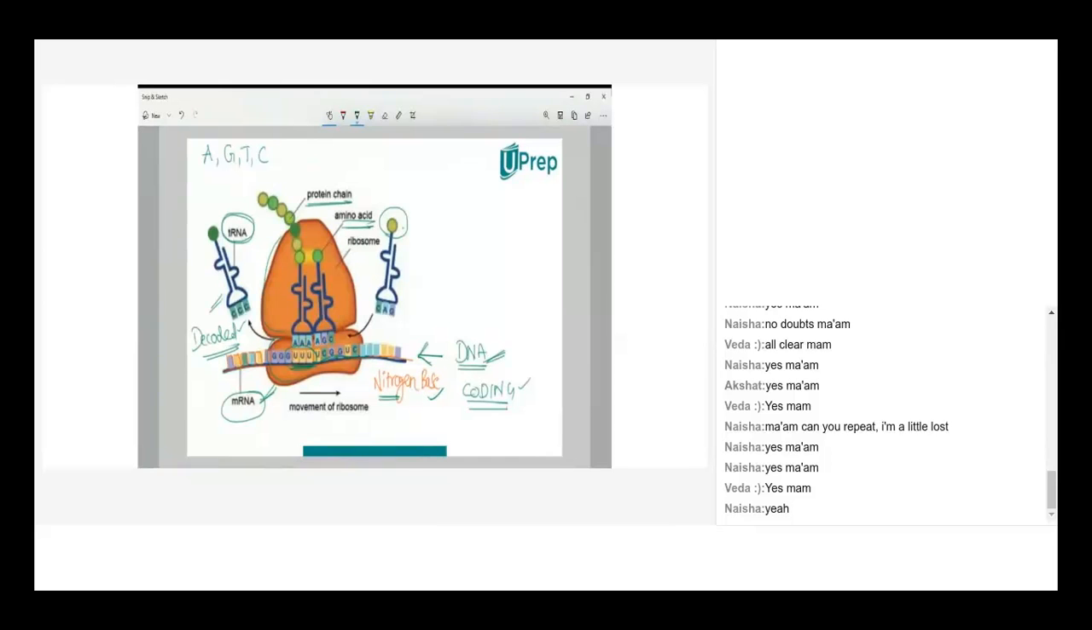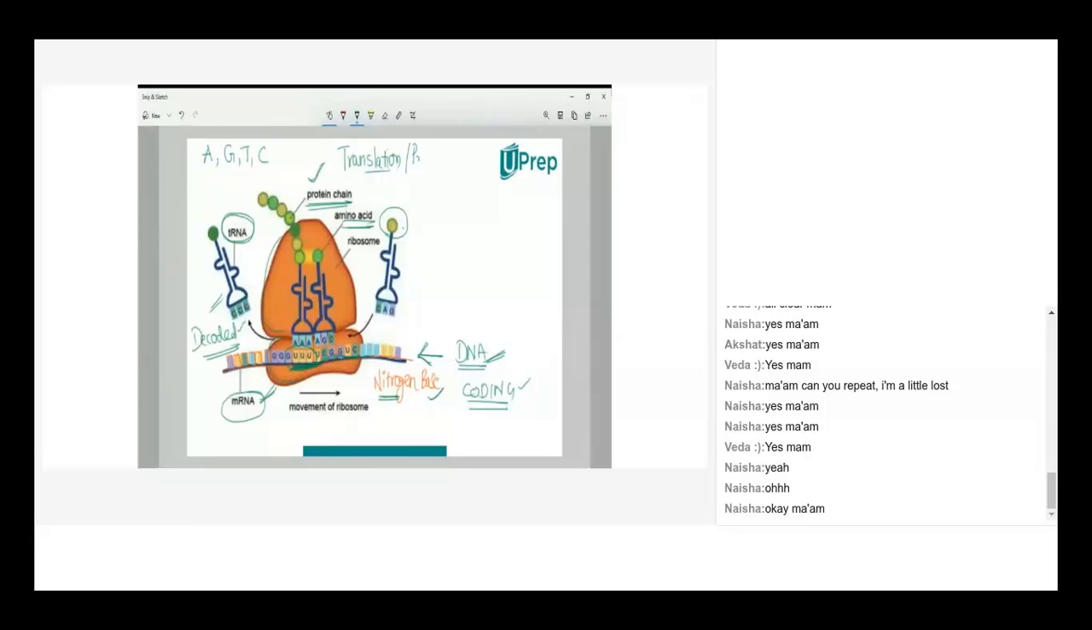This is called translation. Nothing but protein synthesis. Simple word, see, translation. Translate what? Suppose if a language is getting translated, how will it be translated? Based on the code, isn't it? The same way the language gets translated, here the nitrogen bases get translated into protein. That's called protein synthesis. Okay?